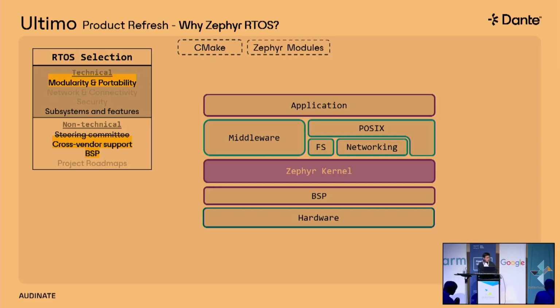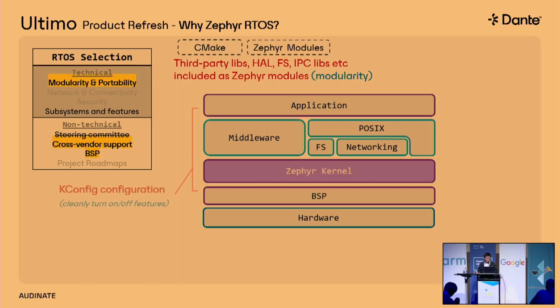There's a concept in Zephyr RTOS called Zephyr modules. So being an RTOS and having so many features, all of these features and libraries, including the file system, networking, the HAL, third-party libraries, all of them are actually included into your Zephyr project as modules. So you can cleanly turn on, turn off, define configuration options, and include the things that you want for your particular project and exclude it as you want. This is really nice. And the configuration part is using Kconfig.